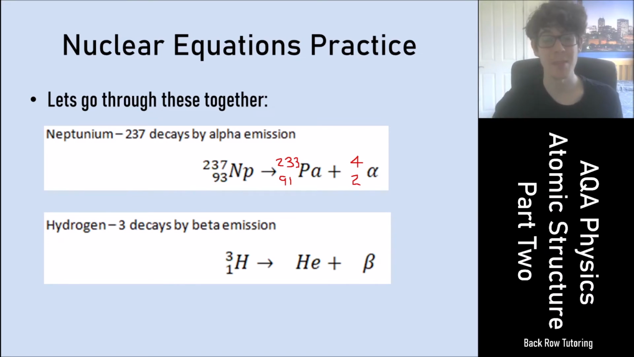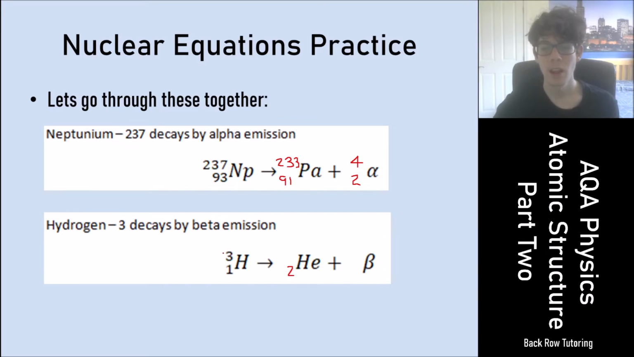Hydrogen-3 decays by beta emission. So we have hydrogen with a mass number of 3 and an atomic number of 1. Okay, so that decays into a helium nucleus. Remember, through beta emission we go up the periodic table 1 place. So we know that we have a proton number or an atomic number of 2.